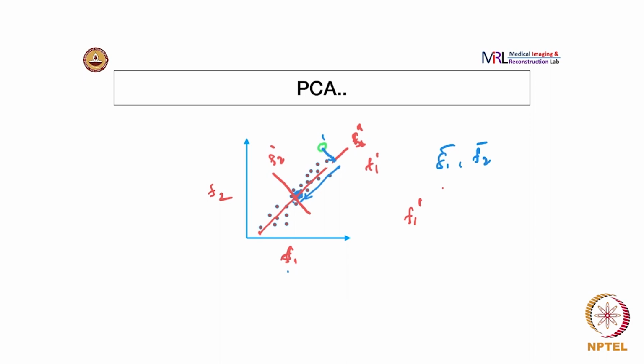correlated at all. In fact, it has figured out the axes so that I've drawn the axis so that maximum variance is along the F1 prime axis. The F2 prime axis has very little variance. So this is what in general a PCA accomplishes.